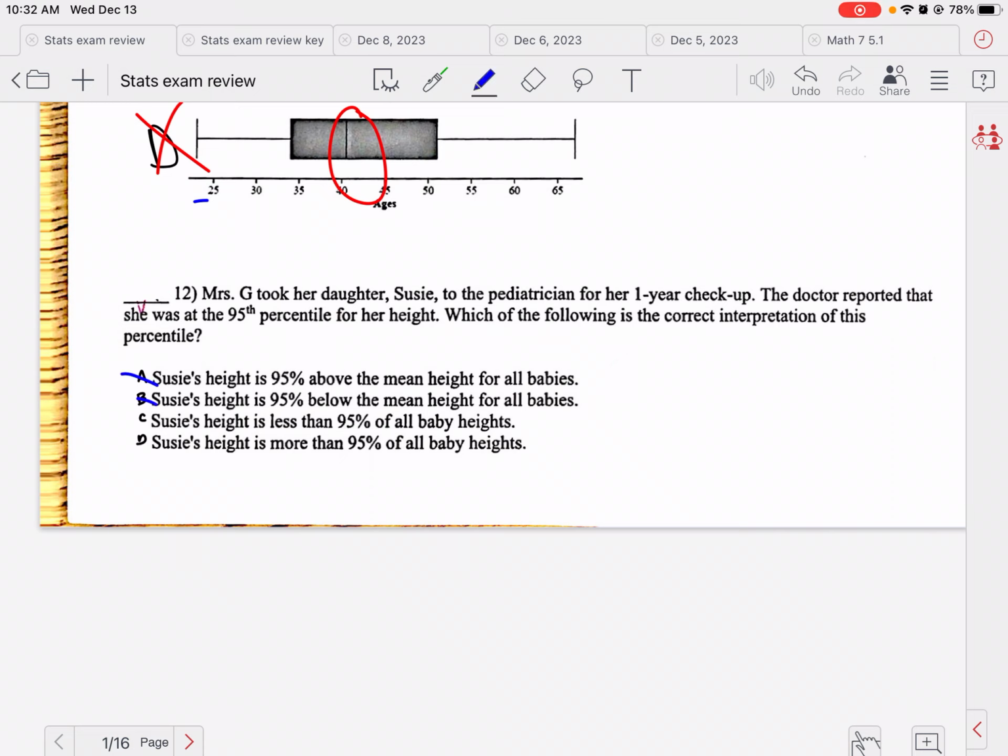Susie's height is less than 95% of all babies. False. Percentile is always who you're above. So Susie's height is more than 95% of all babies' heights.